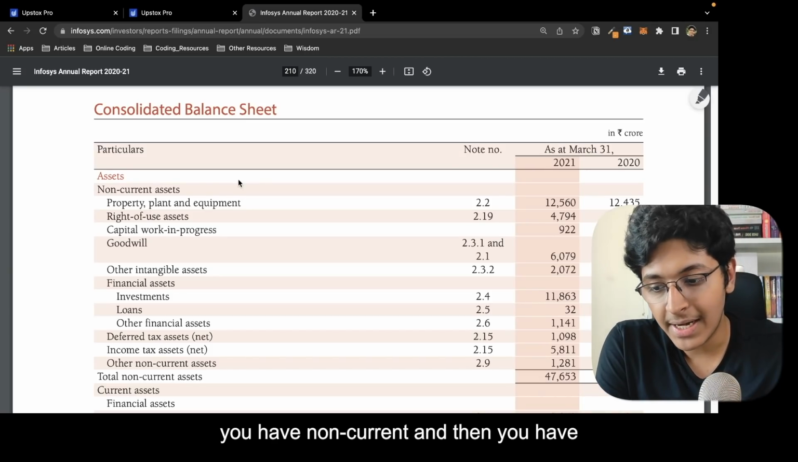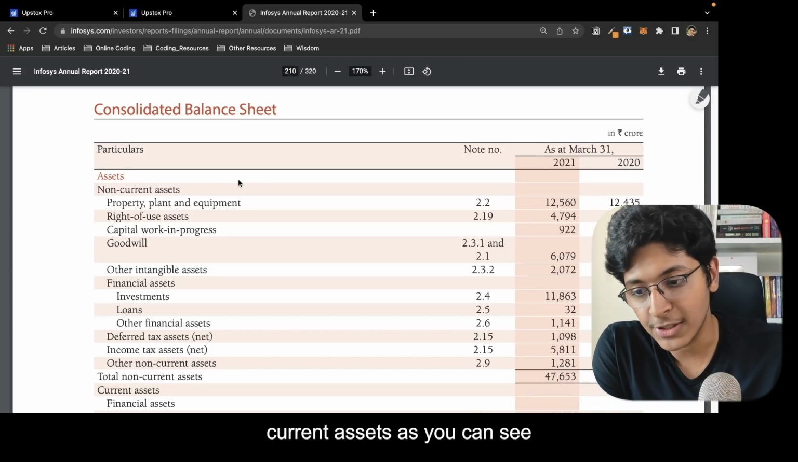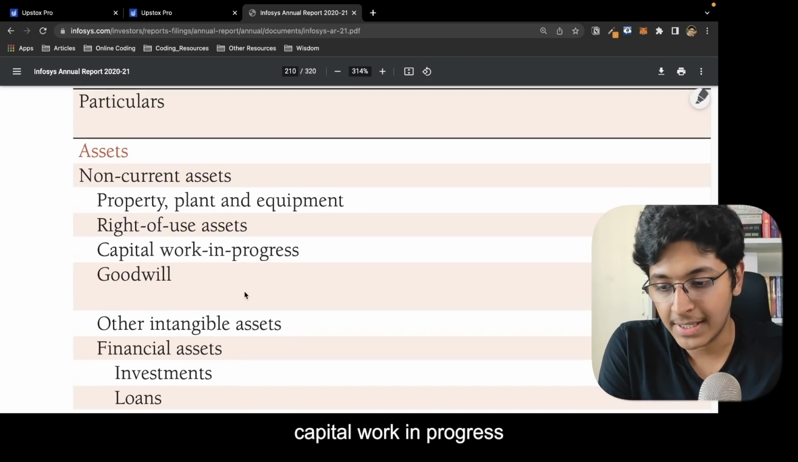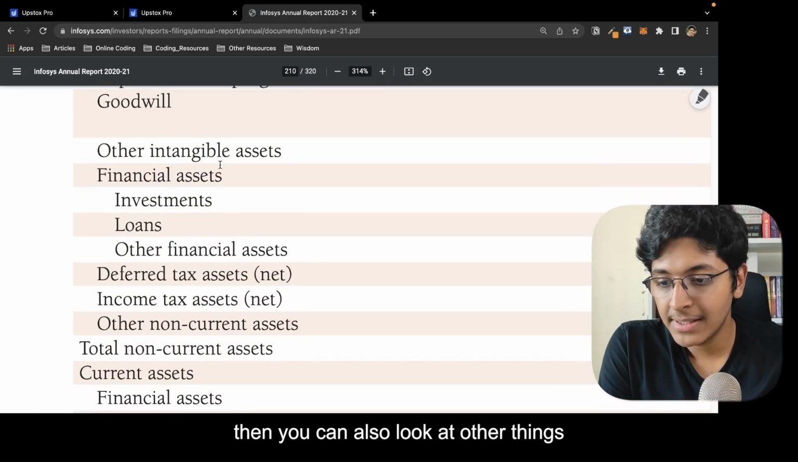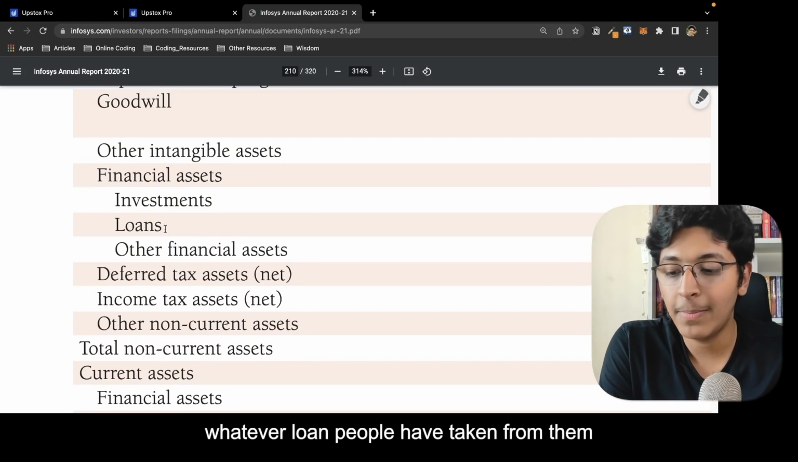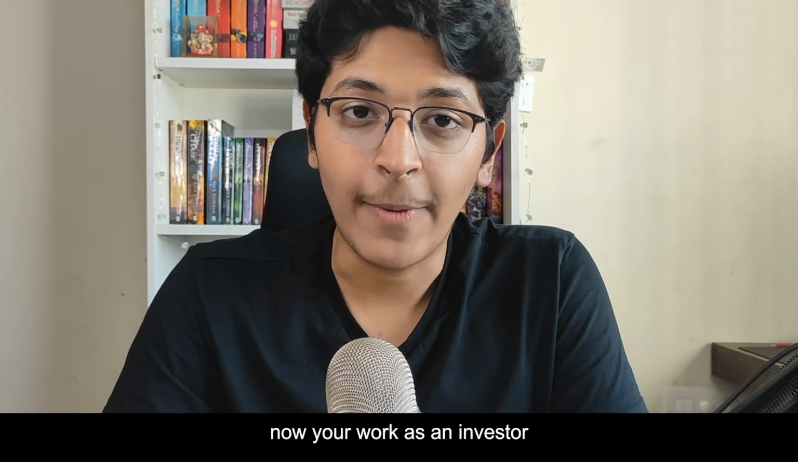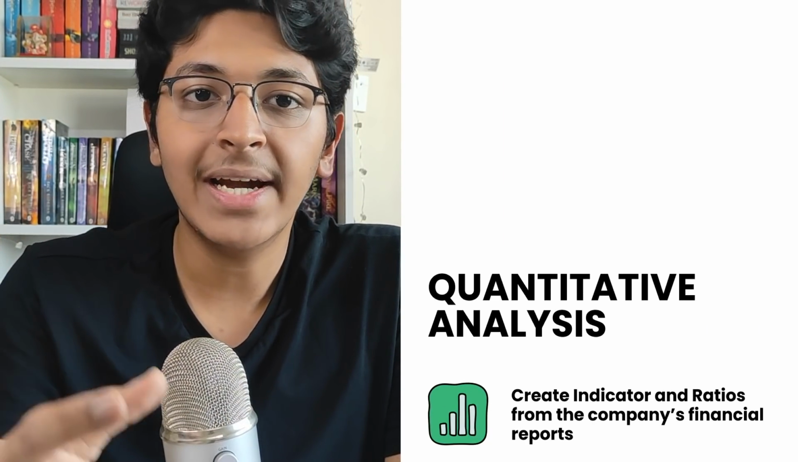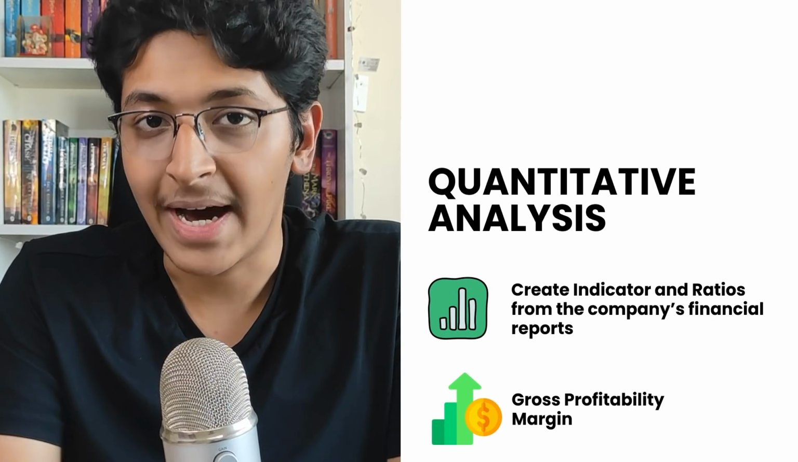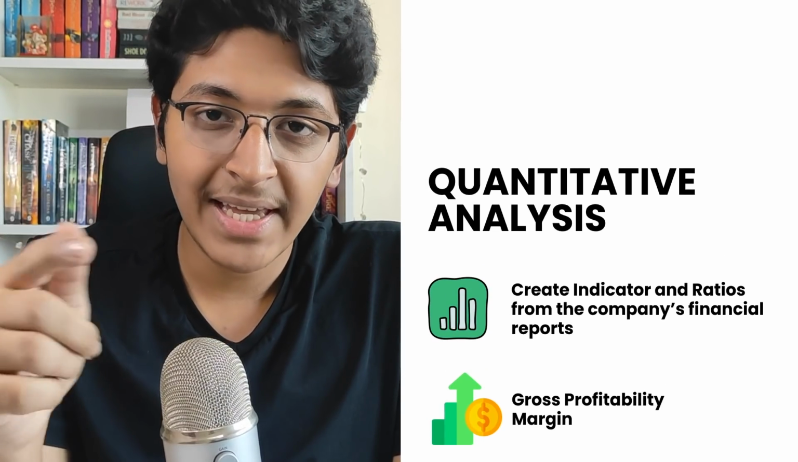You have non-current and then you have current assets right here, as you can see, right? So for example, property, right of use assets, capital work in progress. Then you can also look at other things like financial assets, whatever investments they have made, whatever loans people have taken from them. Now your work as an investor is to take a look at all of these values and then create indicators from them, create ratios from them. For example, you have something called gross profitability margin for that particular business in that year.